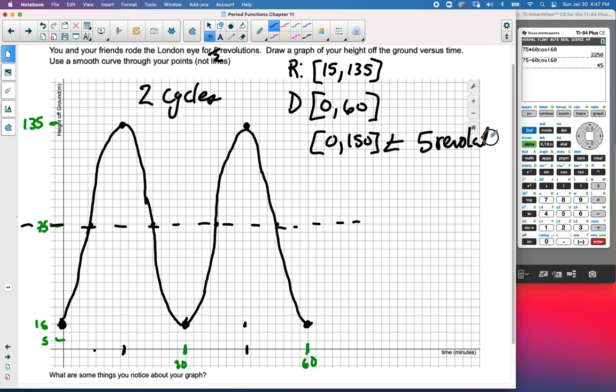All right, so that's how we draw our periodic functions. On the next video, you're going to see some key definitions and sum things up from that.